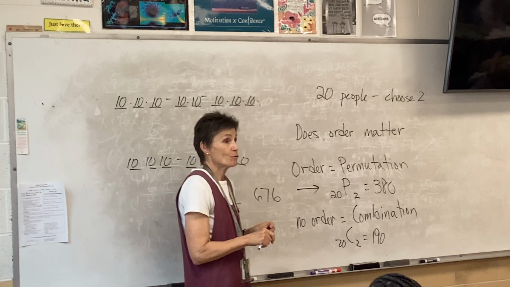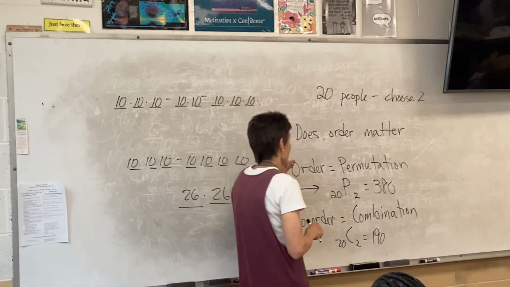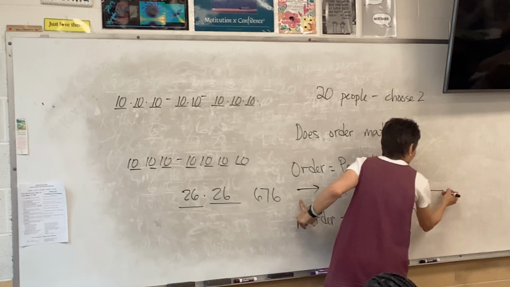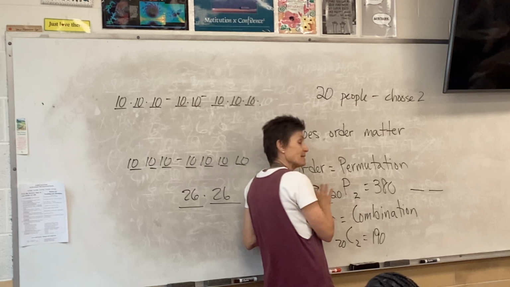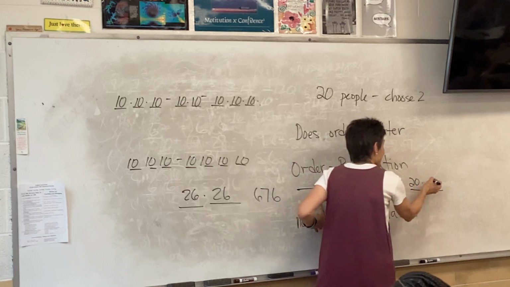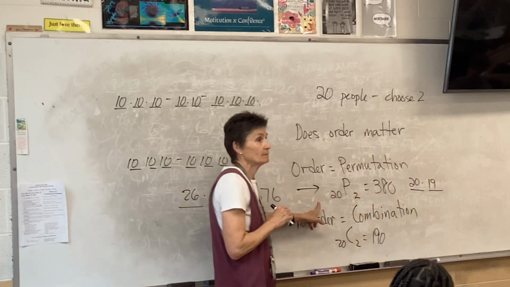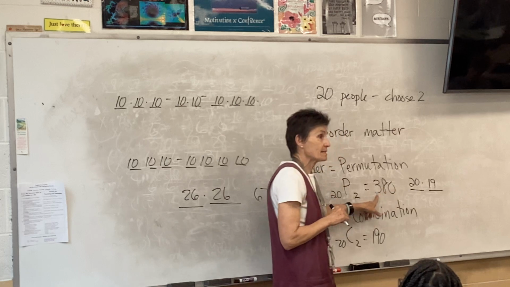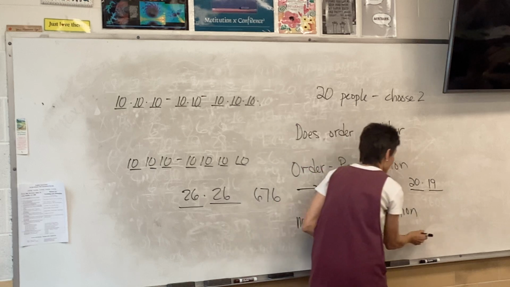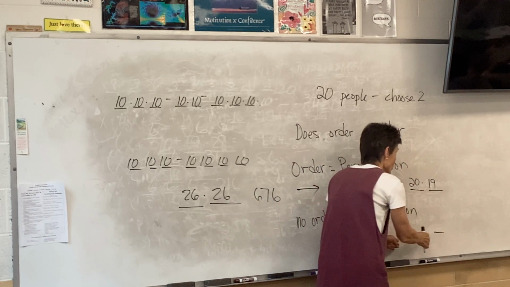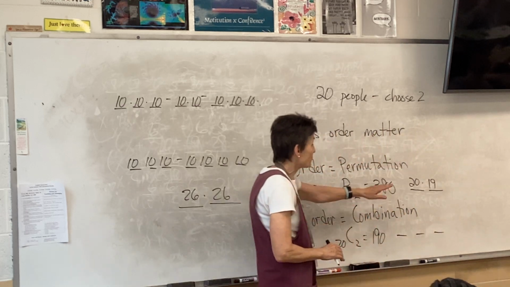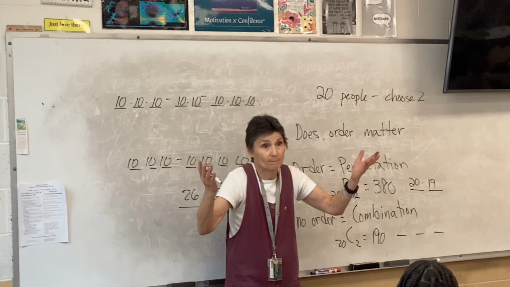All right, now I want to show you something. When order mattered, you can set it up like this. So maybe some of you thought about it: I have 20 choices for president and 19 choices for vice president. That will give you the same answer. If order doesn't matter, don't do this, because the minute you do that, first, second, third, you put order into it. So you can't do that in a C problem, but you can do it in a P problem if you wish.